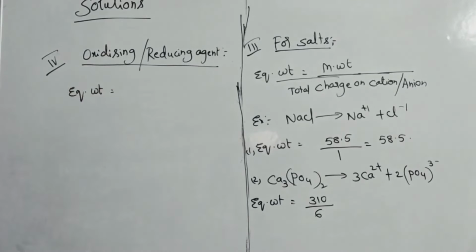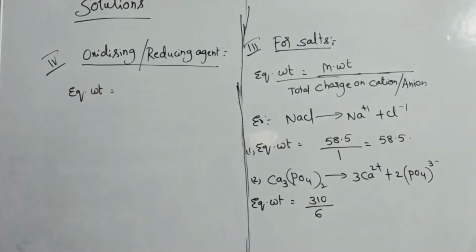Then what about M2? M2 is for NaOH, which is a base. Here the number of OH minus ions that can be replaced is only 1. NaOH has only 1 OH minus ion to be replaced. So if M2 is 0.5 for NaOH, then N2 is 0.5 into 1, because the n value, the acidity value, is 1 only. So N2 is 0.5.